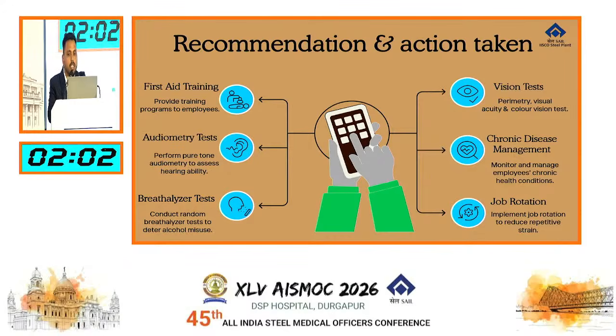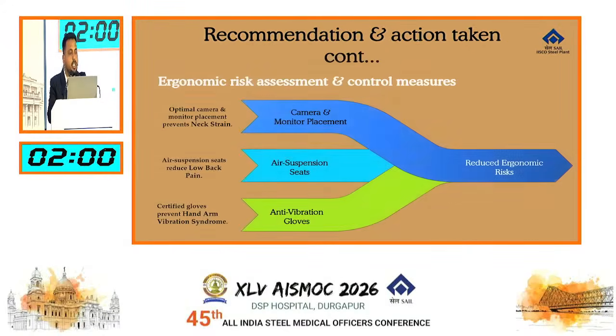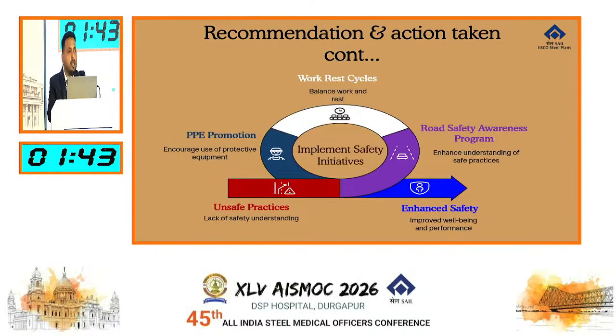Some of the engineering measures which were put into place were in association with ergonomic risks and their control measures. Camera and monitor placement to prevent neck strain, air suspension seats to prevent low back pain, and anti-vibration gloves to prevent hand-arm vibration syndrome. PPE promotion was done, work-rest cycles were incorporated, and road safety awareness programs were conducted in collaboration with the safety department.